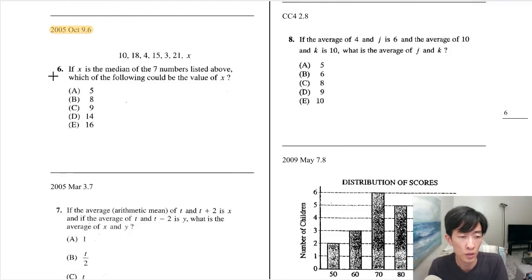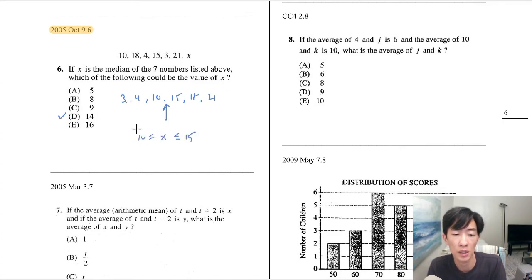So that's important. Question 6, if x is the median of the 7 numbers listed above, which of the following could be the value of x? So what we have to do is get these numbers in order first. So just by looking at it, we'll go 3, 4, 10, 15, 18, 21. Now if x is the median, it's got to go right in between, and so the value of x could be anywhere from 10 to 15, and so notice the answer therefore has to be 14. One thing to point out is that x can actually be 10 and it can actually be 15.